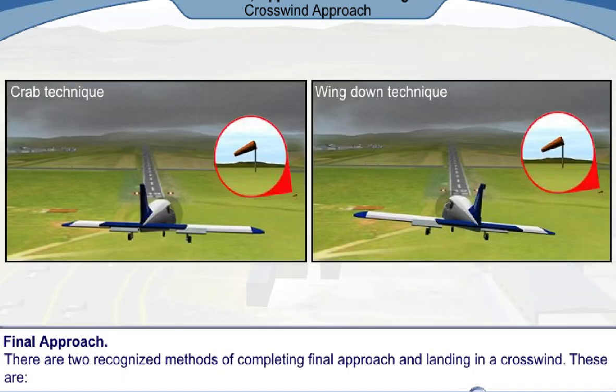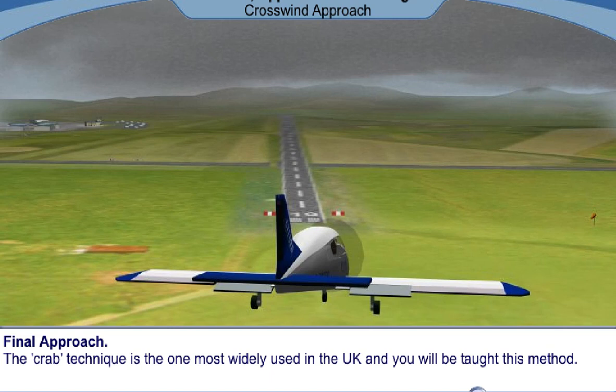There are two recognized methods of completing the final approach and landing in a crosswind. These are the crab technique and the wing down technique. The crab technique is the one most widely used in the United Kingdom, and you'll be taught this method. Both methods employ the same circuit pattern up to and including the finals turn.